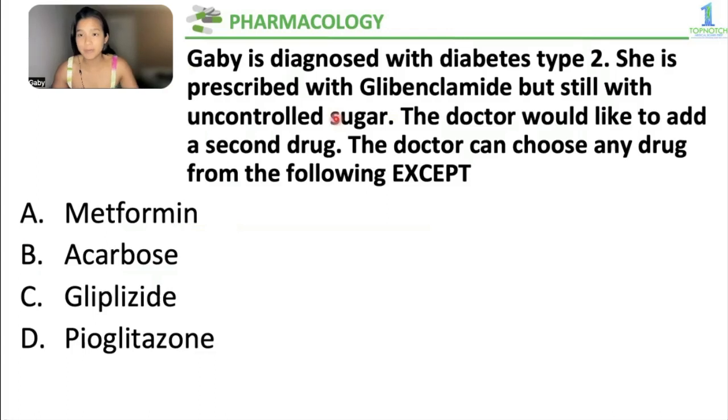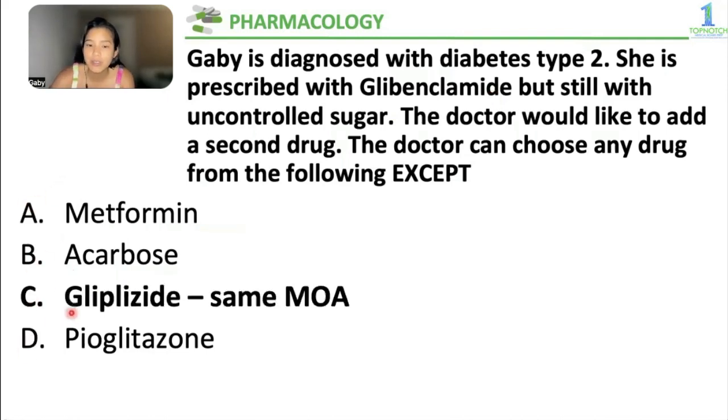So Gabby has been diagnosed with diabetes type 2. She is prescribed with glibenclamide, but still with uncontrolled sugar. The doctor would like to add a second drug. The doctor can choose any of the following except metformin, acarbose, glipizide, or pioglitazone. Our answer here is glipizide.